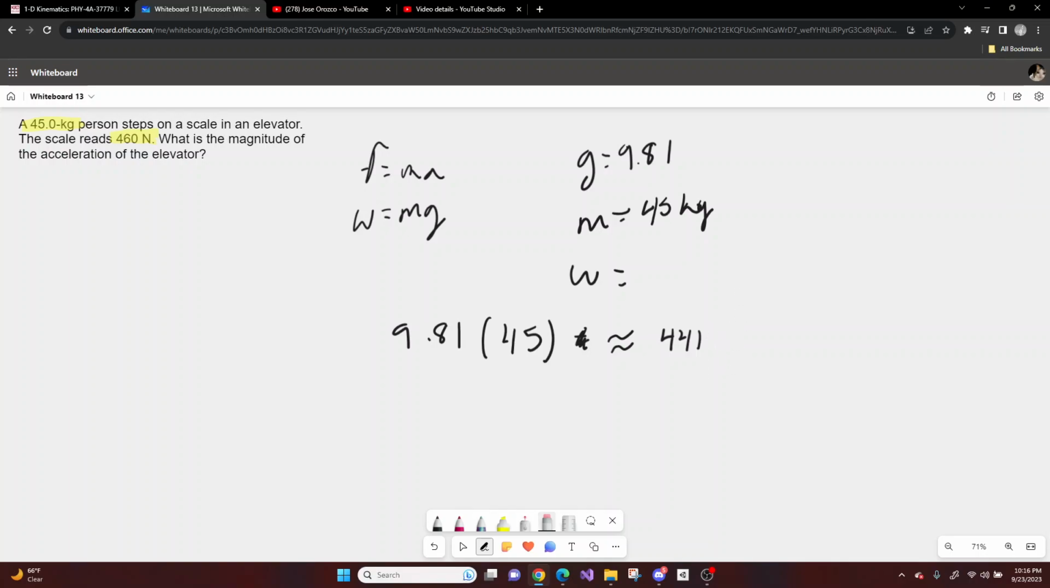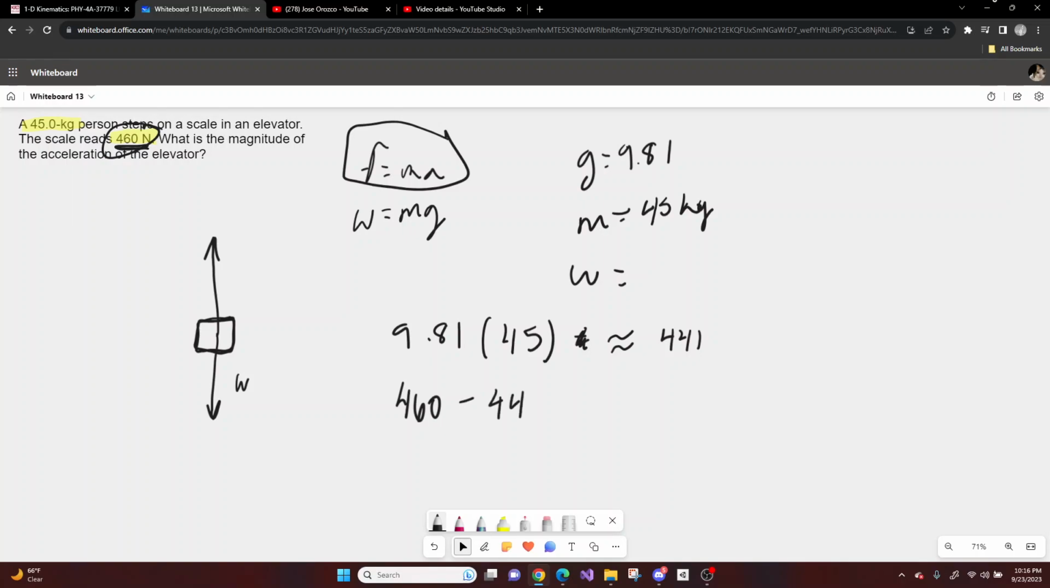So let's see. Here's the other thing though. In order to find acceleration, we come back to our original formula and we can find net force. If we draw this as a free body diagram, you know that weight is pushing down, and we can find the net force of these two forces by subtracting 460, because our scale gives us this already. We subtract it, and now you get 19.